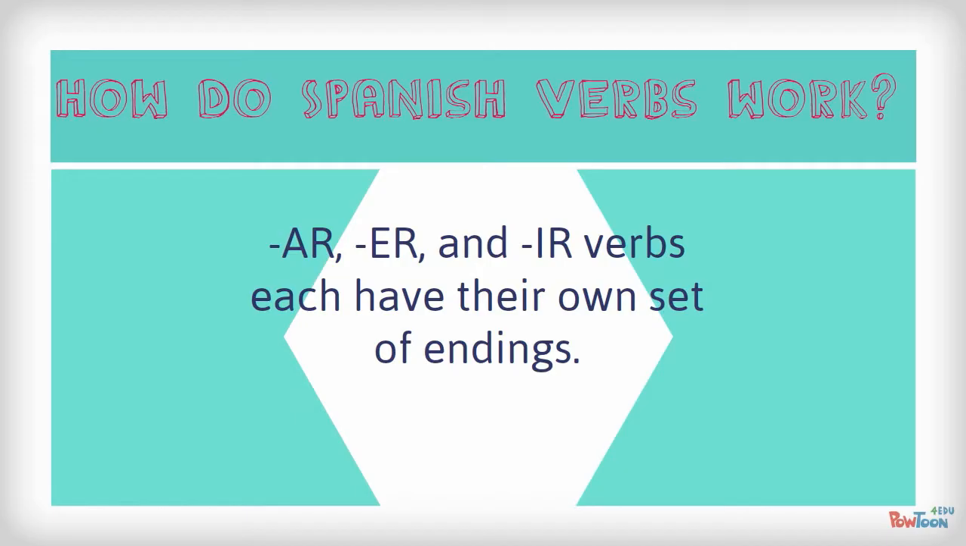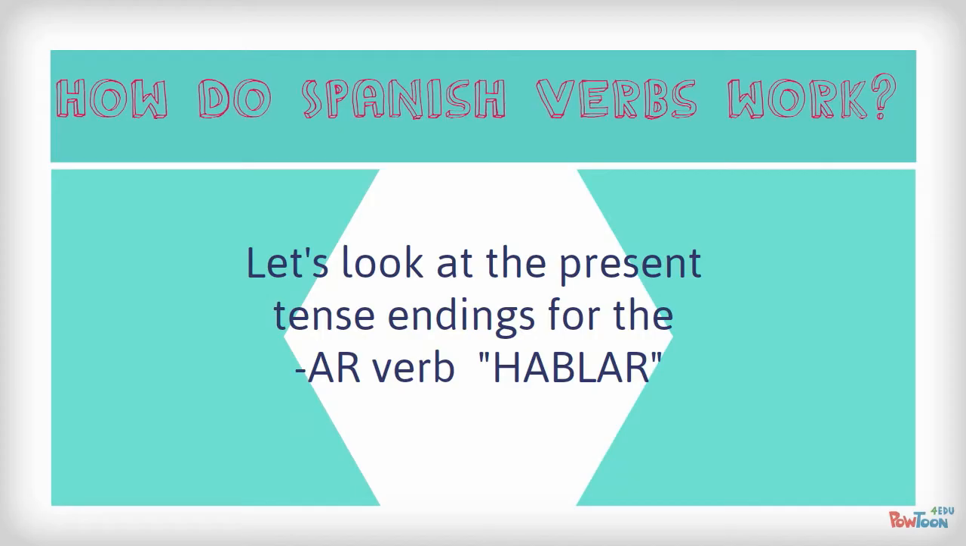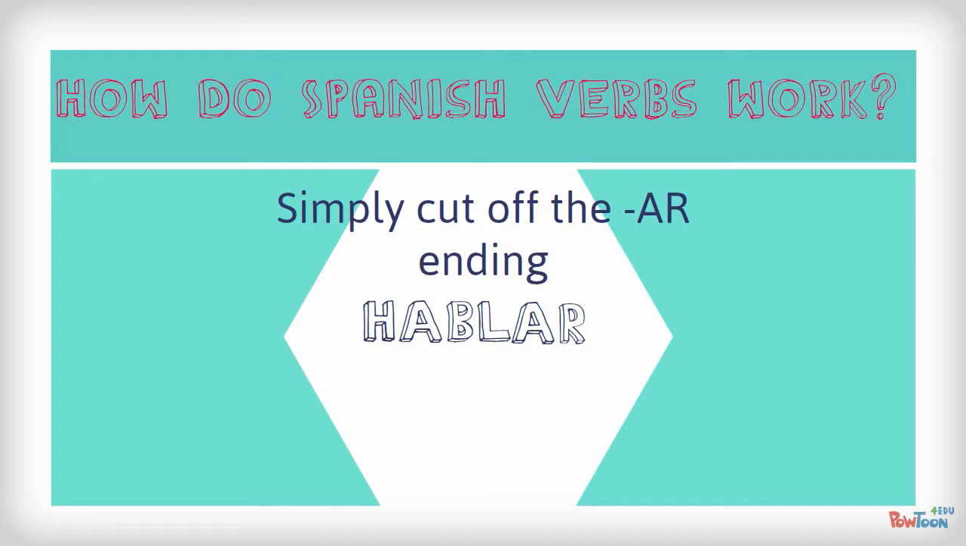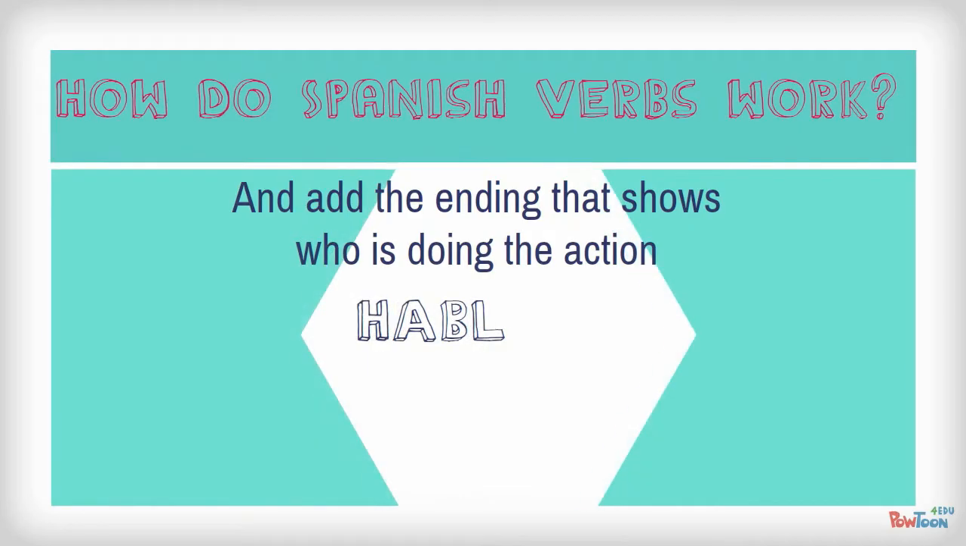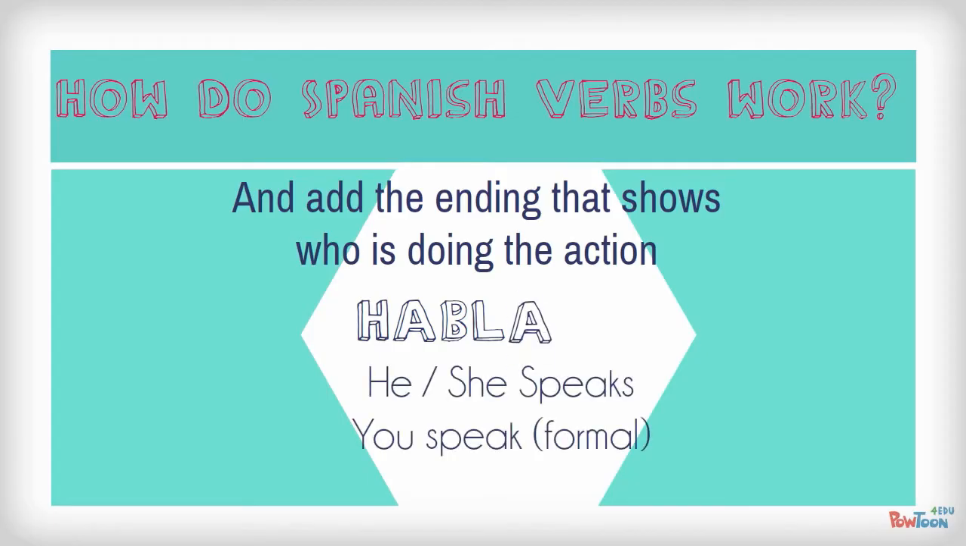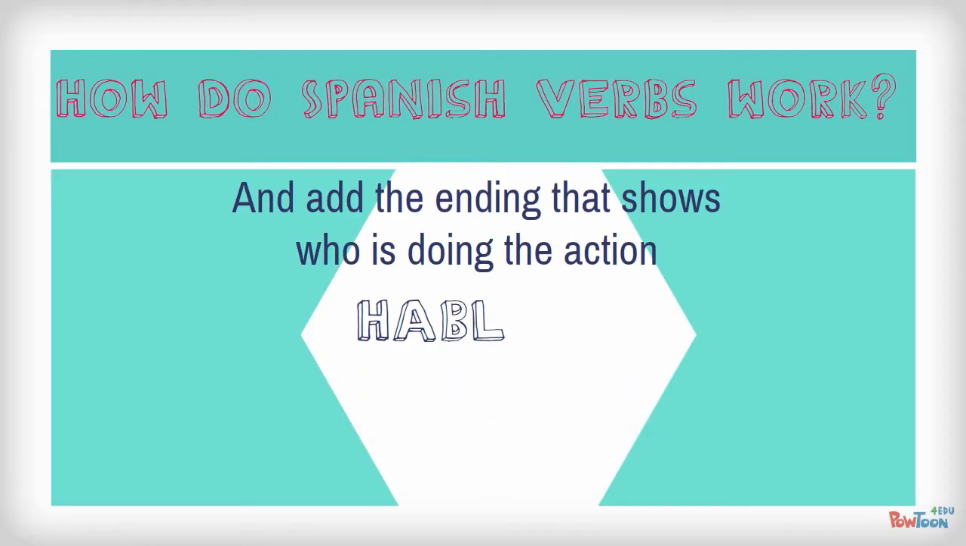AR, ER, and IR verbs each have their own set of endings. Let's look at the present tense endings for the AR verb hablar. Simply cut off that AR ending and add the ending that shows who is doing the action. Hablo, hablas, habla, hablamos, hablan.